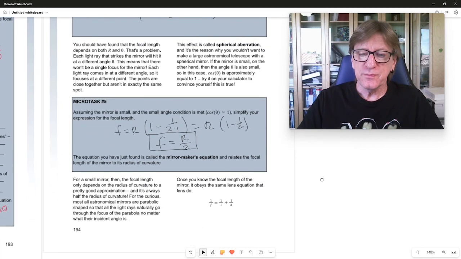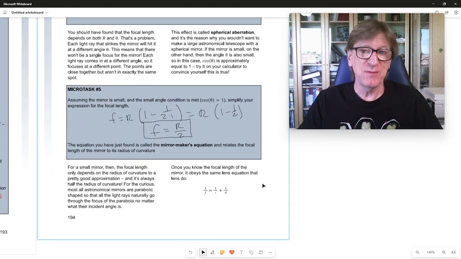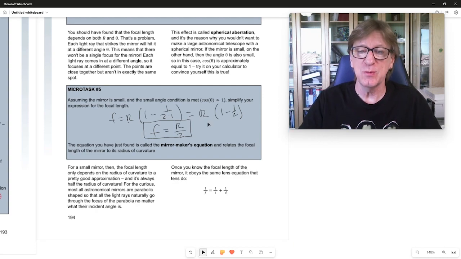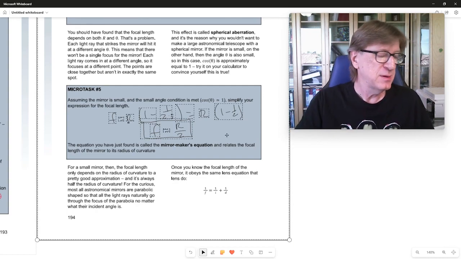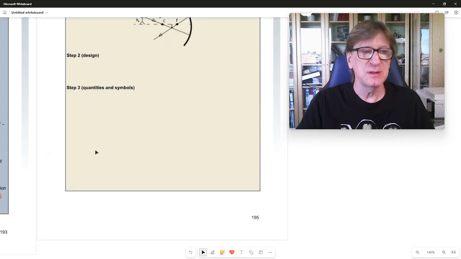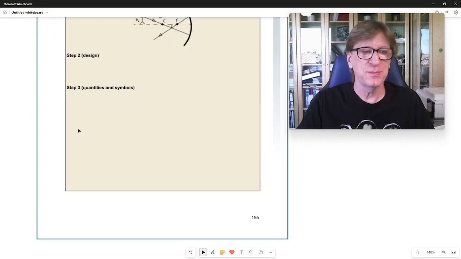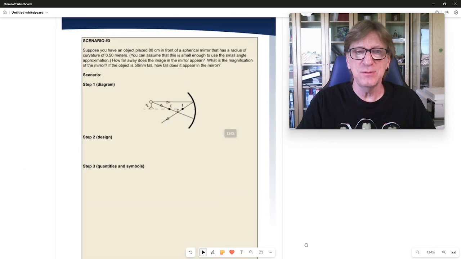Now, as we said, once I have the focal length, everything obeys the same lens equation that we've been using before. So let's take one of these spherical mirrors and apply the lens equation to that now that we know the focal length for it. So we're going to go ahead and delete this one. We'll delete the one over here. All right, so take a look at the scenario.